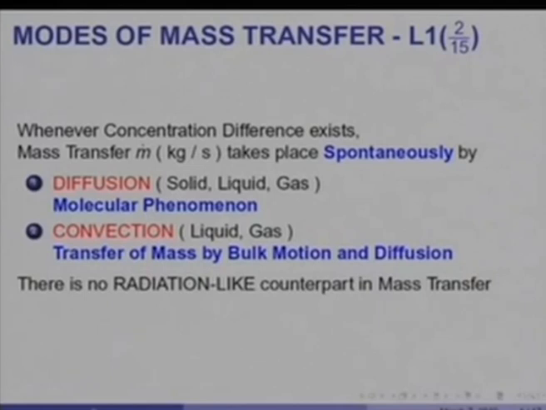Likewise, whenever concentration difference exists, mass transfer m dot kilograms per second takes place spontaneously by firstly diffusion, which takes place in solid, liquid and gas. It is a phenomenon very akin to heat conduction. It is also a molecular phenomenon. Likewise, convective mass transfer takes place only in liquid and gases, in which there is a transfer of mass by bulk motion and diffusion. There is no radiation like counterpart in mass transfer.